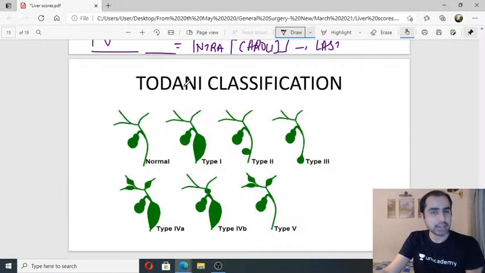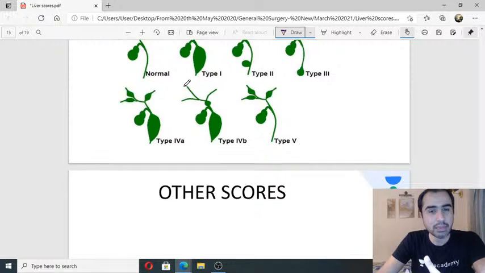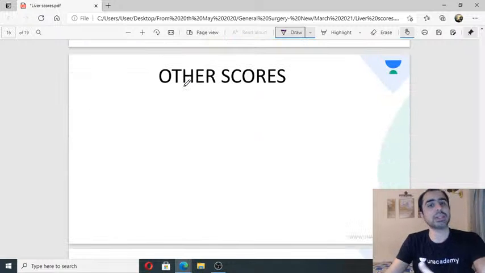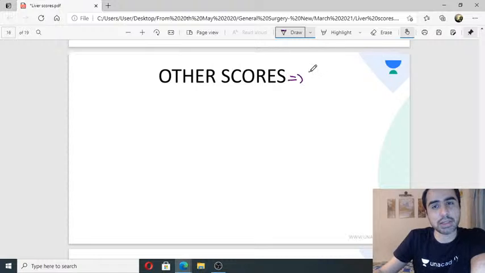Liver transplant, yes, liver transplant, and they behave very differently and they are not very common. That's why it was discovered very late. Now, other scores in liver and gallbladder, I just want to discuss one that is called Tokyo classification.